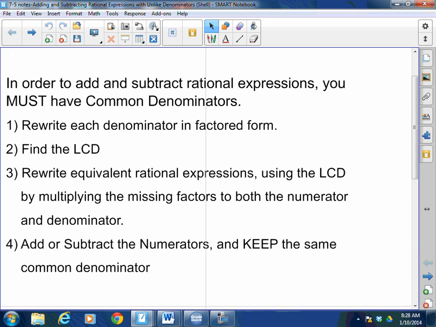And now the last thing, we're going to add or subtract the numerators and keep the same common denominator. Again, that's really nothing new at this point. The only thing that's new now is the fact that we're going to have to put it all together. You're going to rewrite each denominator in factored form. You're going to find the LCD. You're going to rewrite the equivalent rational expressions using the LCD by multiplying the missing factors to both the numerator and denominator. And at the end, you're going to add or subtract the numerators only, and keep the same common denominator.